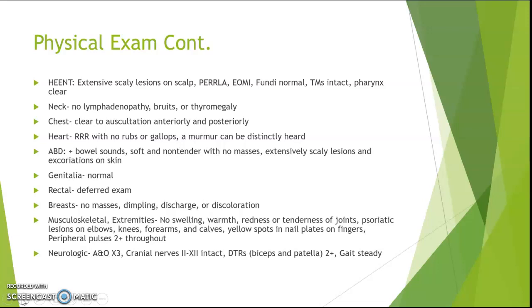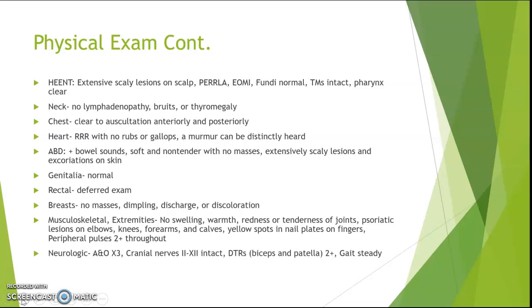Chest is clear to auscultation. Her heart has regular rate and rhythm, with no rubs or gallops, but a murmur can be distinctly heard. Abdomen. Positive bowel sounds, soft and non-tender, with no masses, extensively scaly lesions and excoriations on skin. Genitalia are normal. She deferred her rectal exam. Breasts have no masses, dimpling, discharge, or discoloration.